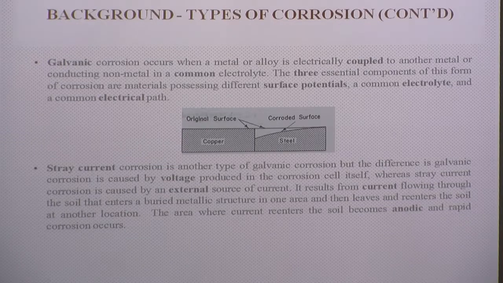Stray current corrosion is another type of galvanic corrosion, but this one occurs when there's an external current involved. Like in pipelines and soils, the external current comes onto the metal part, and as it runs off, that area becomes anodic, and you have acceleration of corrosion at that point.